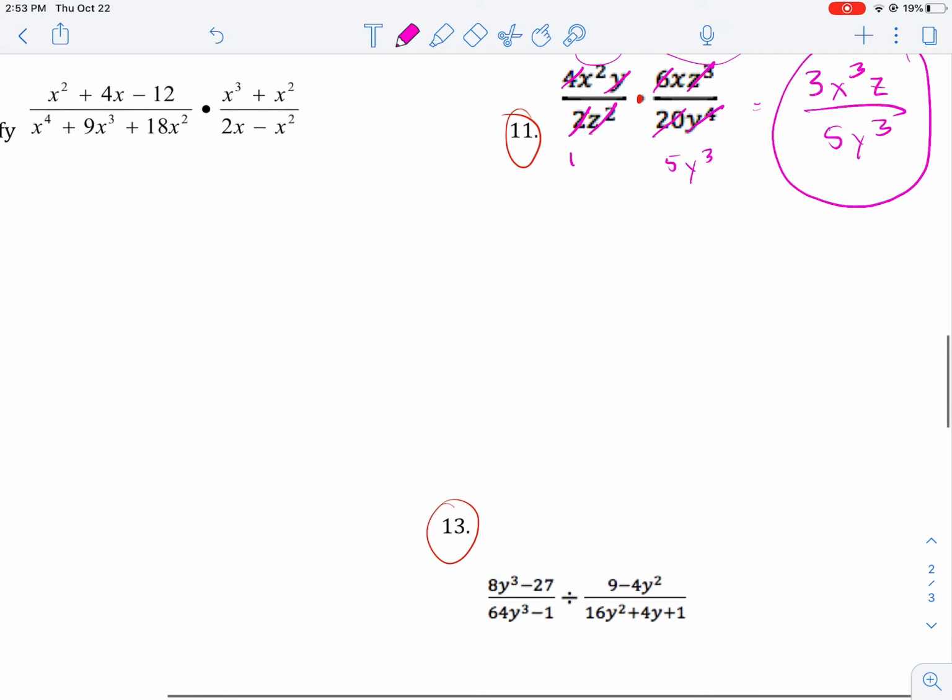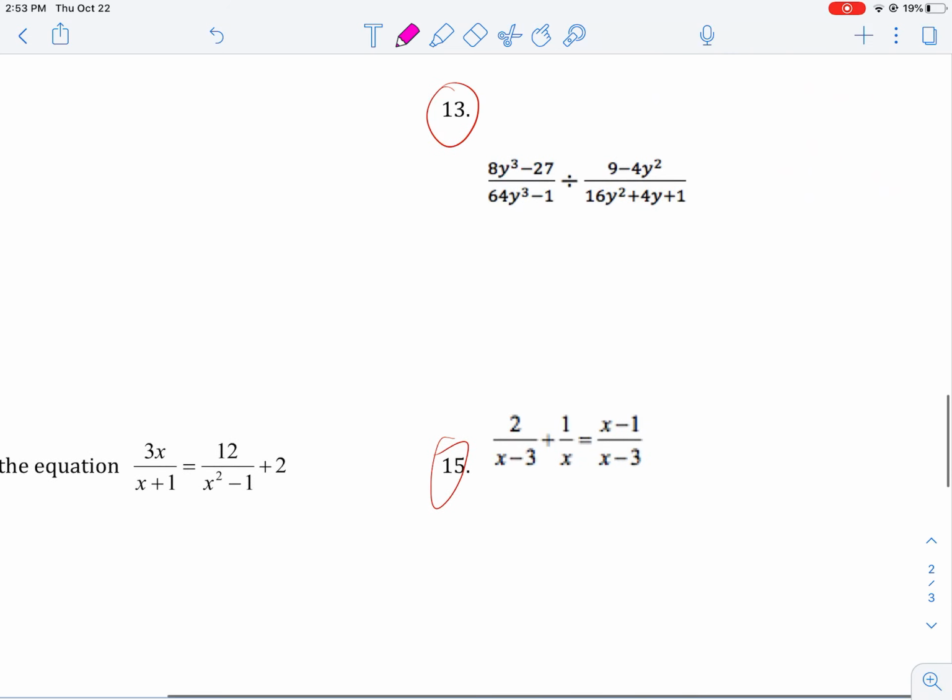All right, let's move down to number 13. Okay, so this one looks like a beast, right? You're going to have to take it in steps here. Take it in stride. So before we do anything, let's keep flip change this guy. Let's get that KFC right out of the way. I'm kind of hungry anyway, so let's just do that right now.